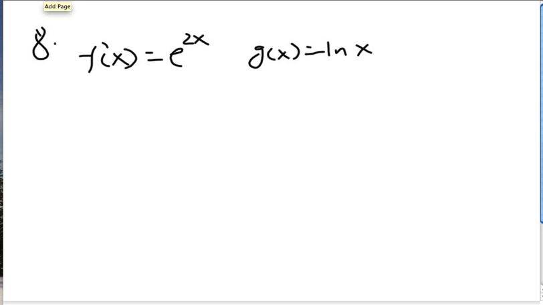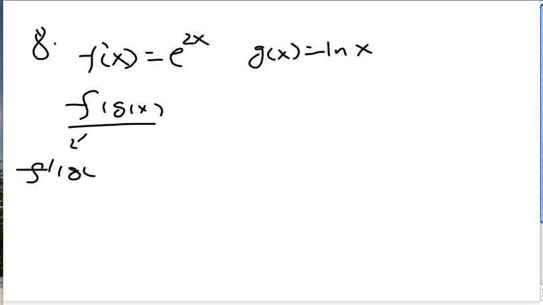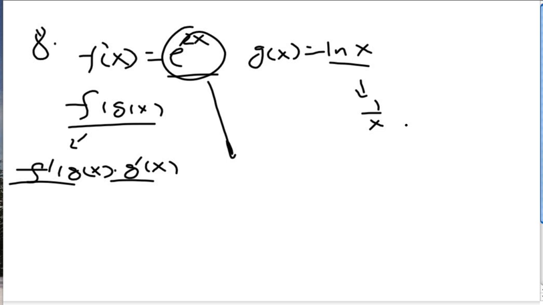Next one, 8. This is a very hard problem, at least to me. The question is asking us to find this. Using the chain rule, we know f prime of g(x) times g prime of x. But we don't know f prime, we don't know g prime. We have to calculate these two now. This one is easy, but this one is kind of complicated because we have to use the chain rule again.